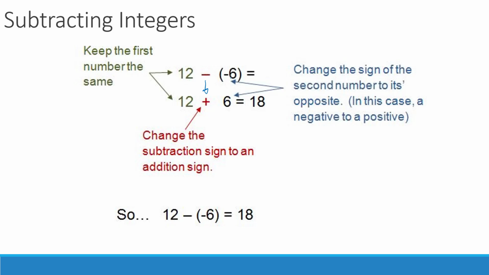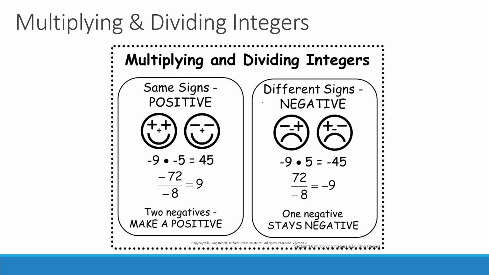So 12 minus -6 is the same thing as 12 plus +6. You may have heard it called keep, change, change. So change it to an addition and change the sign of the number behind it. So 12 minus -6 is the same as 12 plus 6, so my final answer here would be 18.